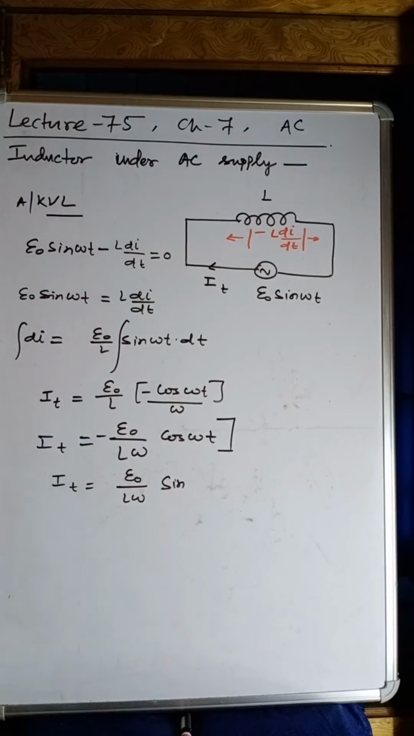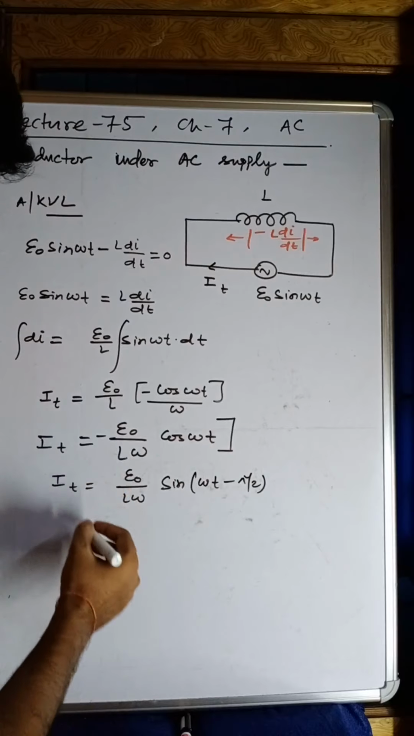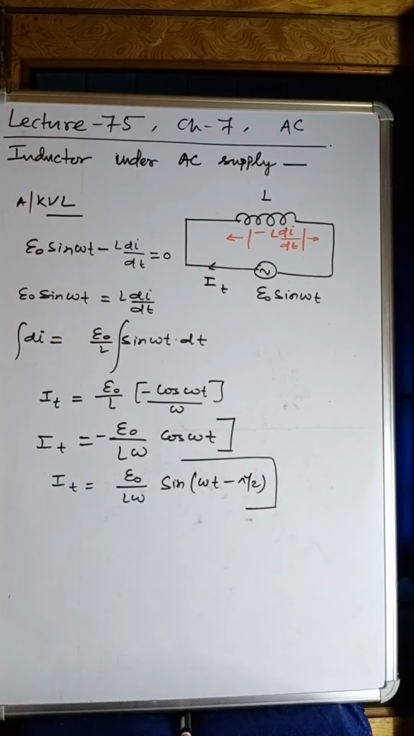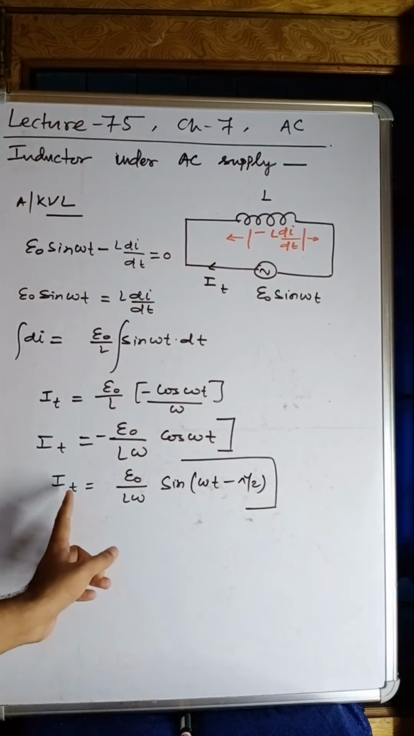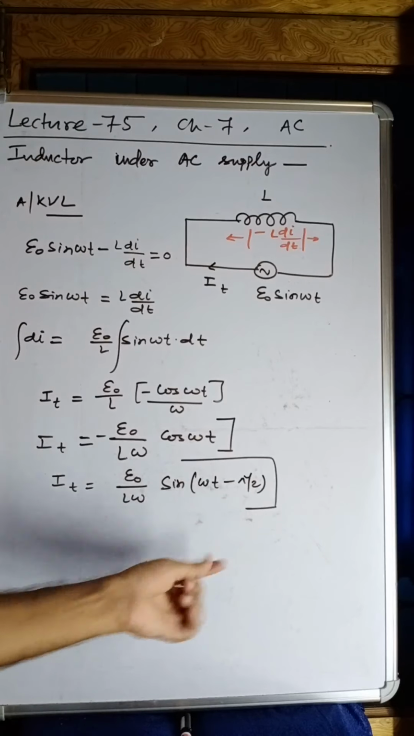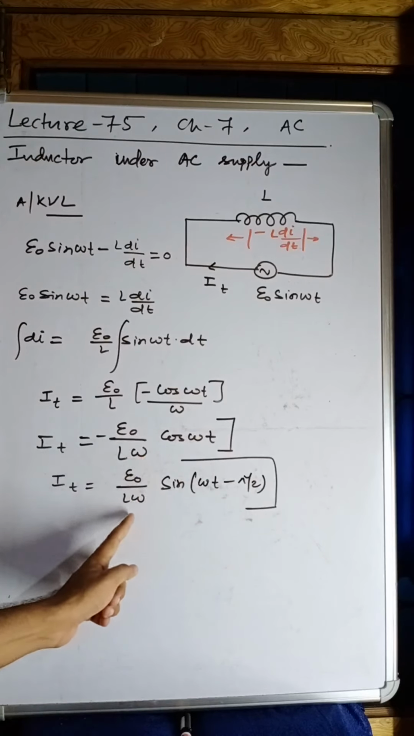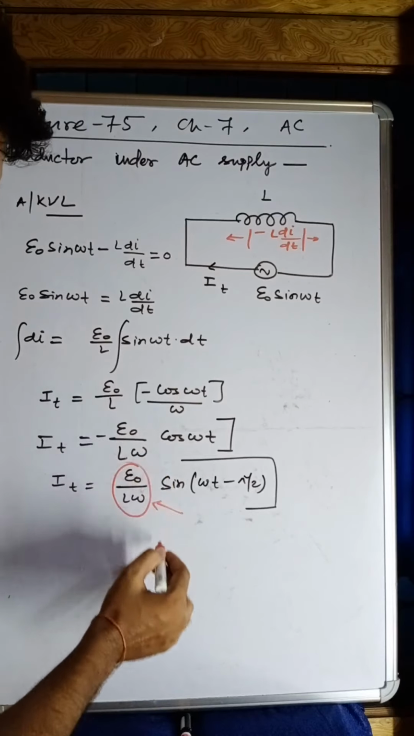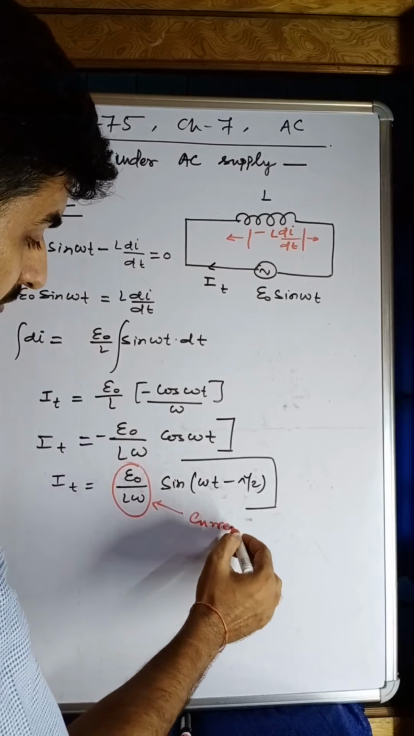And this will be sine of omega t minus pi by 2. Minus cos theta can be written as sine of theta minus pi by 2. Okay, so this will be the equation. Now you can see, if this is I(t), which is current, then this should also be current. Am I right? This should be current. And how is it possible that this is current?